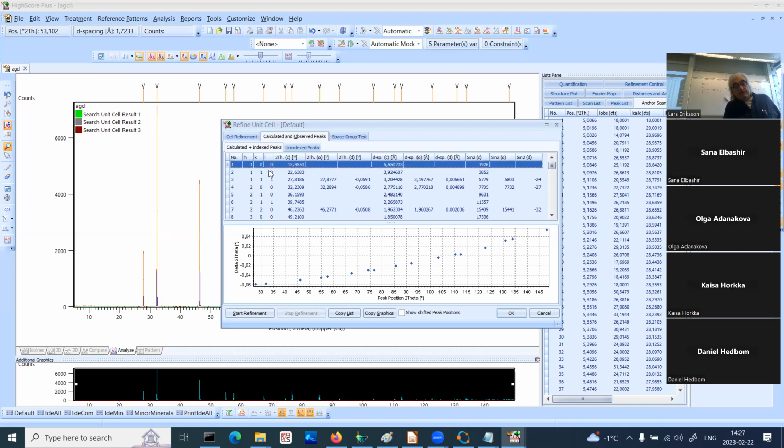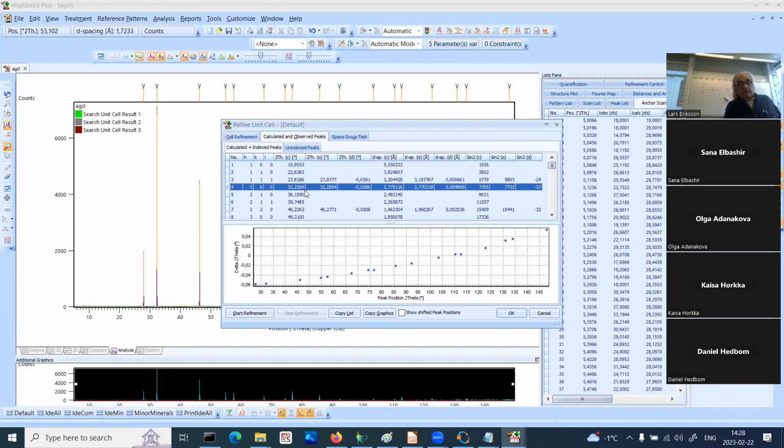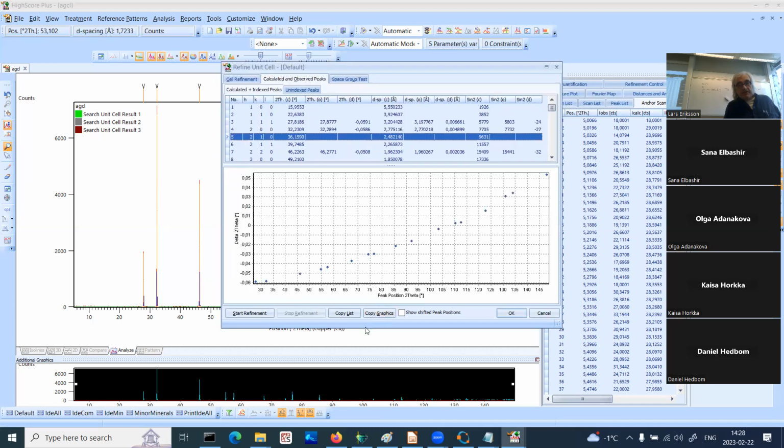Here we see that 100 is absent. We don't have any observed. And 110, but 111 is present. And 200 is present. We have an observed line for that. 210 is not present. And what is common among these present and non-present lines?